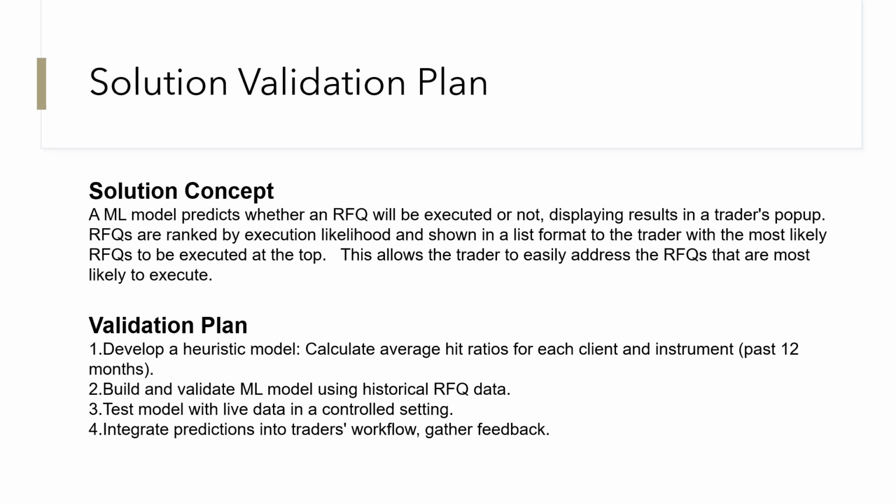So the validation plan is, one, to develop a heuristic model. We will calculate the average hit ratios for each client and instrument over the last 12 months, and we can use this value as a benchmark for our machine learning process. Secondly, to build and validate a machine learning model using historical RFQ data, test the model with live data in a controlled setting, and then integrate these predictions into the trader's workflow, gathering feedback from the trader.